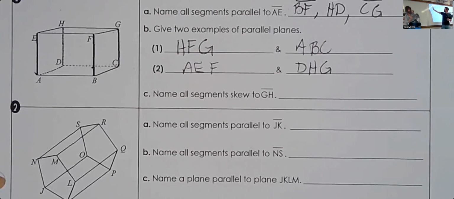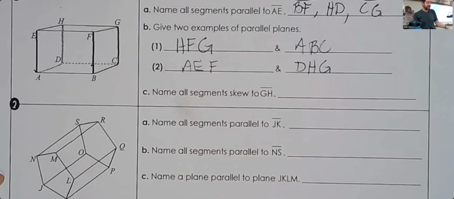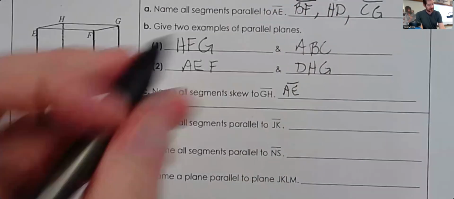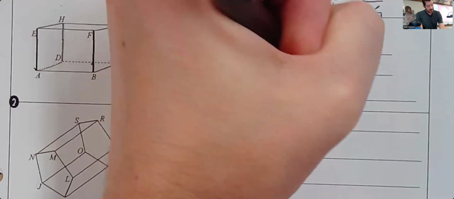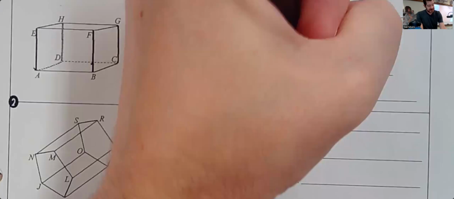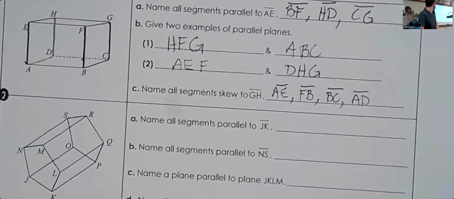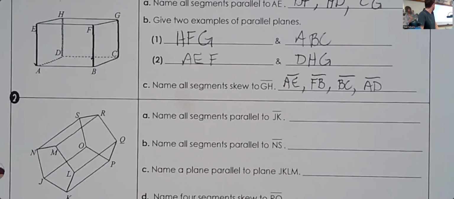Okay, so two vertical lines up front, those ones would be skew to HG. And then these two here going front to back on the bottom of the figure would also be skew. So there are four segments that are skew to GH. We would have segment AE, segment FB, segment BC, and segment AD. Those are the segments that would be skew to HG. Everything else is either parallel or actually intersects with it.